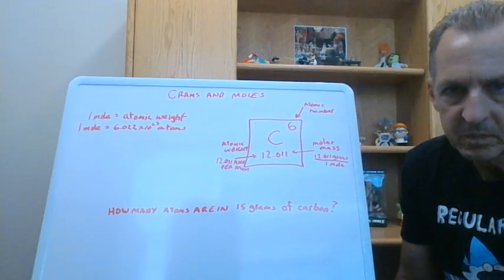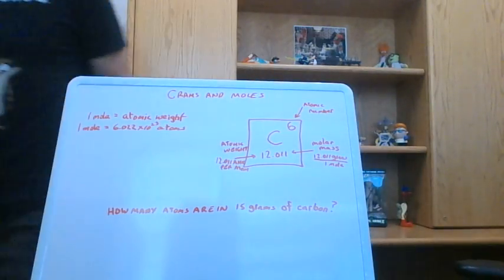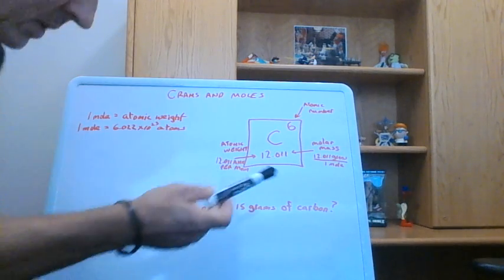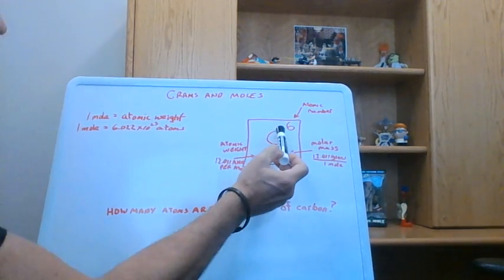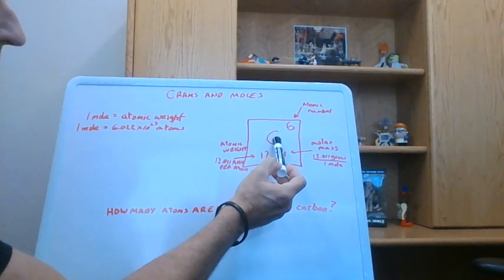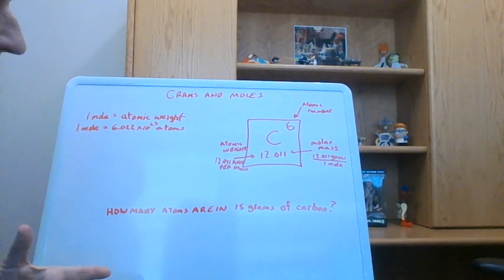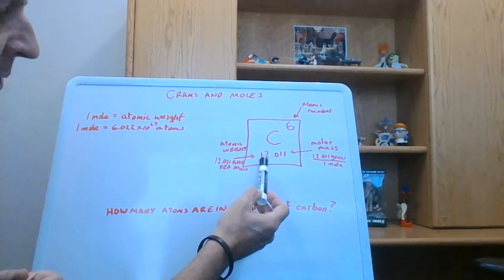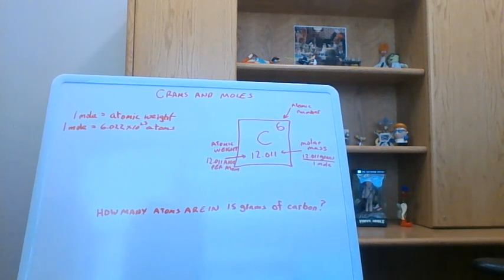So if we look at the relationship between grams and moles, if we look at carbon from the periodic table, here's what you might see. If you pull out your periodic table, you'll see that the element symbol for carbon is C. Its atomic number is 6, which tells us it has 6 protons. Then we have this weight listed underneath, which is again the average of all the isotopes of carbon.